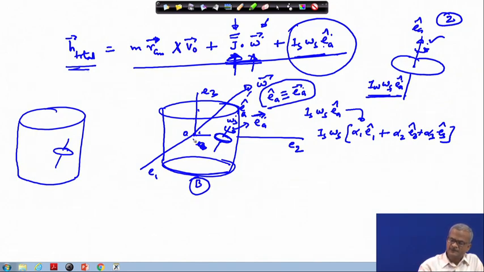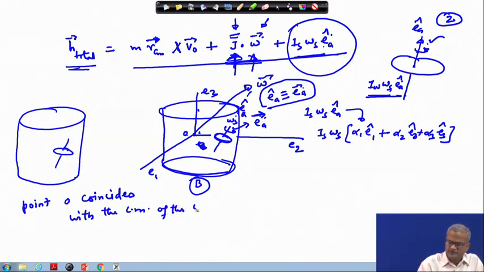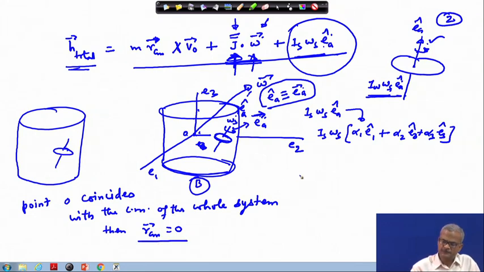Now, here V 0, if the point O coincides with the center of mass of the whole system, then RCM will be equal to 0, and therefore our H total in that case gets reduced to m, the first part gets dropped out, and we have only the second part.